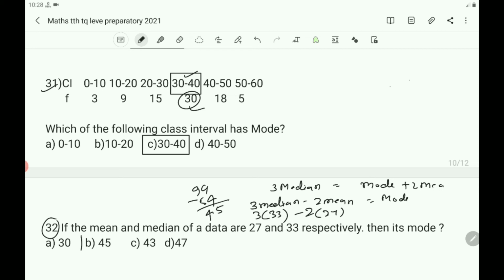So what is the answer here? Option B is the answer. You must know this relation. To find this answer, you must know the relation.